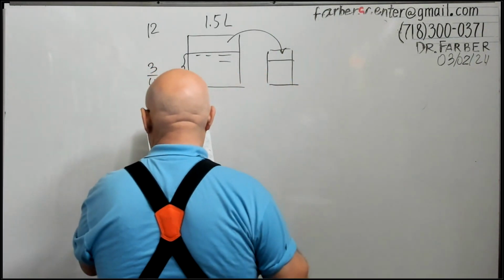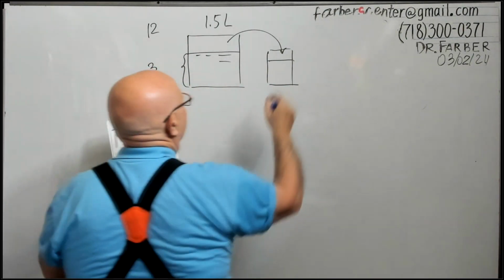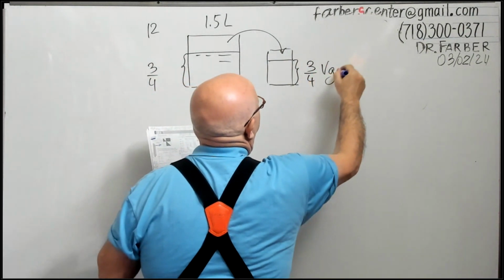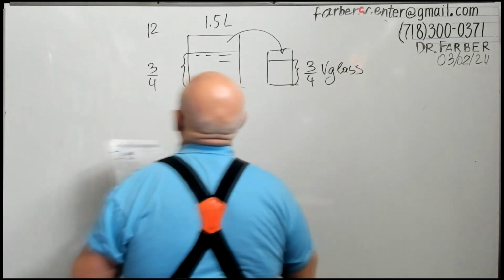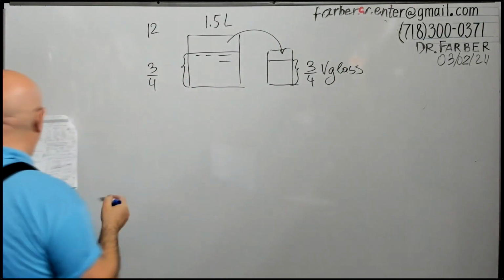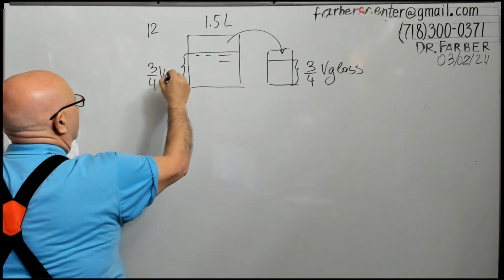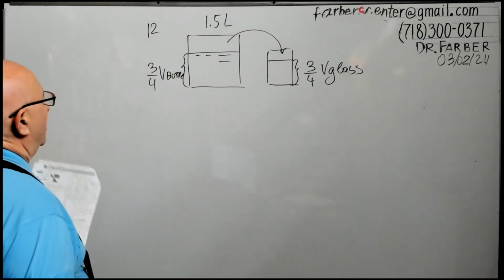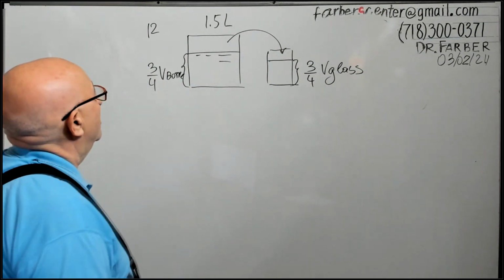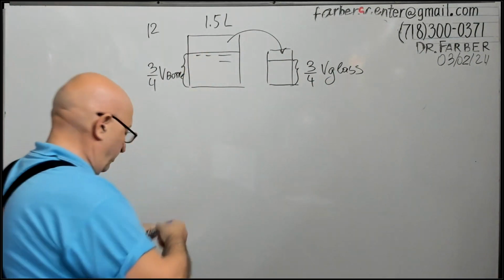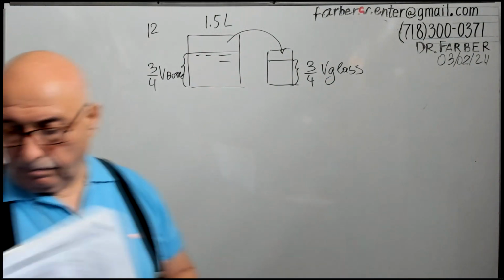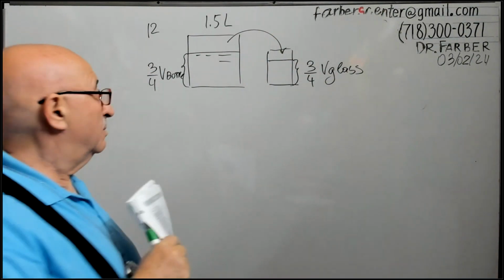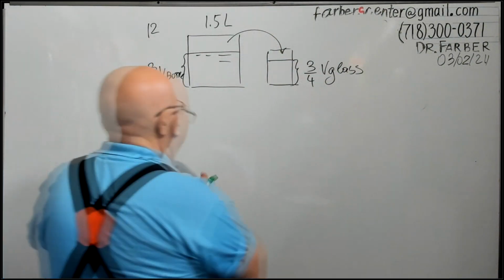Until the glass is about 3/4. Okay, this is 3/4 volume of glass, and this is 3/4 volume of bottle. I just write what we have here. It means that this one, I use a different color. Different color. Here it is. Why? It was empty.